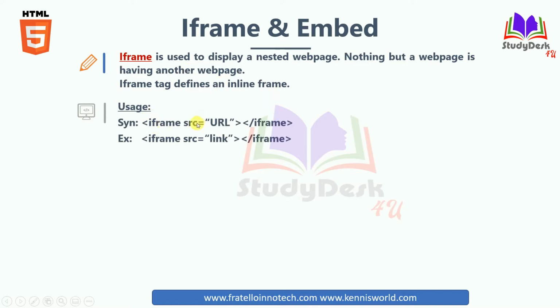In this we have an attribute called src. Like the image tag, here also we have to use src, the source. And in this we have to give the URL within quotation marks. The example is iframe src, and your YouTube video link we have to give in these quotation marks. So this is the example we'll see in the execution part.